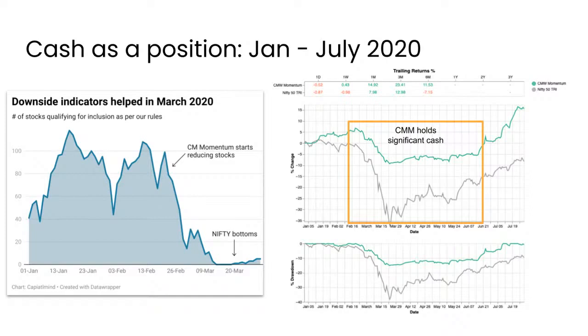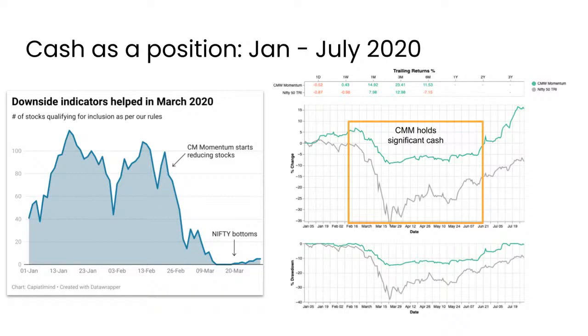But then you will see in the later half of that same chart, as the Nifty started to recover, since we were still in cash and we still didn't see enough stocks which kind of met all the criteria, that continued for a while before we started redeploying sometime in middle or end of May.